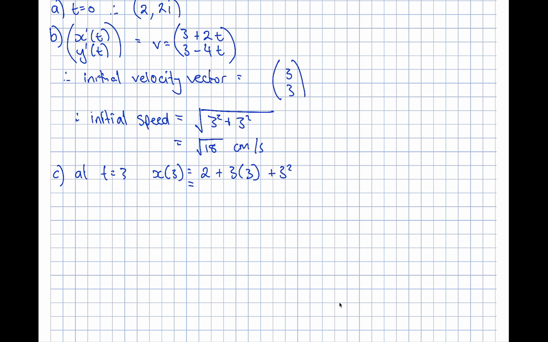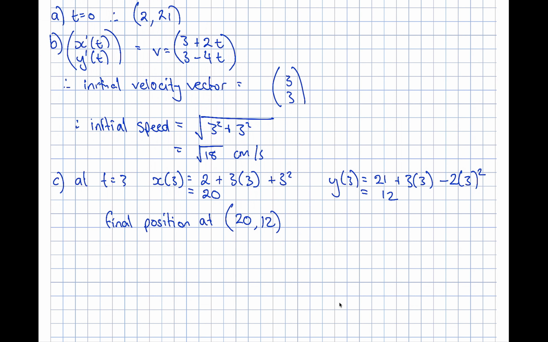So that equals 20, and the y at 3 is equal to 21 plus 3 lots of 3, 2 lots of 3 squared. That equals 12. So the final position is at 20, 12. So we've got an initial position and we've got a final position.